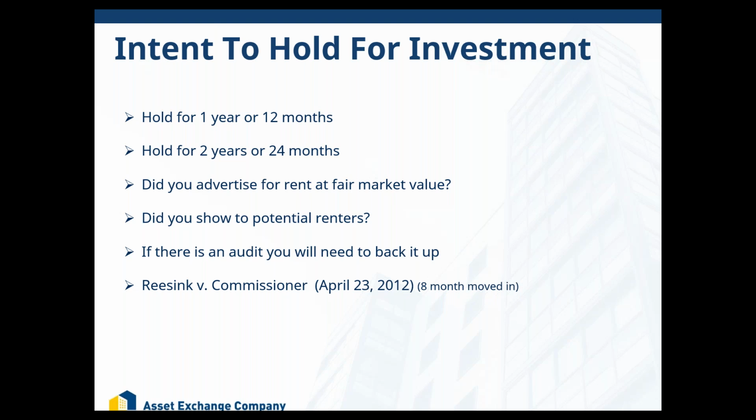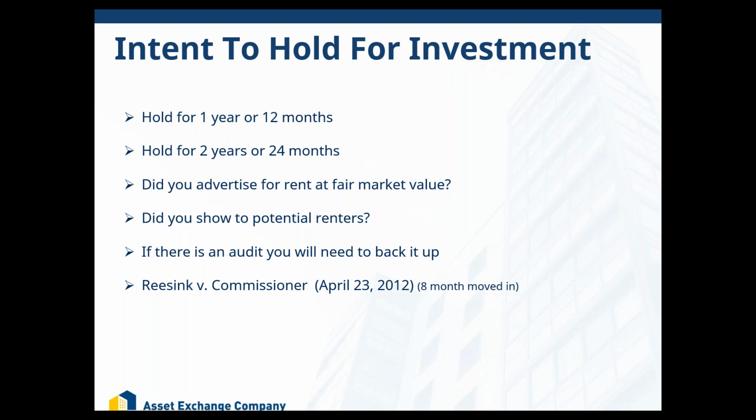It's going to be more so about your intent, right? And your intent could be something like this. Did you advertise the property for rent? Now, hey, did you advertise it for fair market value rent as well? Like, if fair market value rent is, let's just say, $1,500 a month, and you're advertising it for rent for $5,000 a month, you know what? The IRS is probably going to have an issue with that. If you get audited and the IRS comes in and says, okay, prove to us you held that property for investment, you're going to have to be able to back it up.